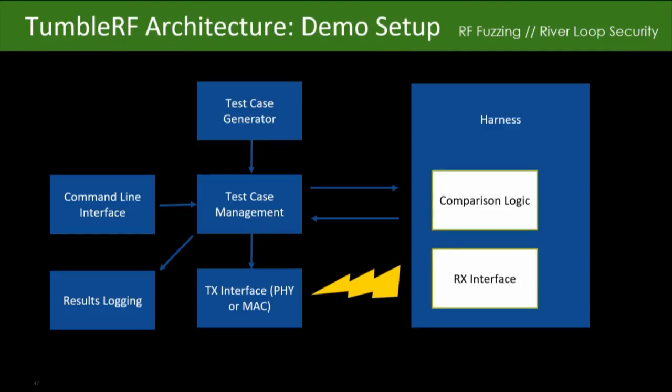So when we talk about our architecture here, the three dev boards on top are going to be tied into the framework via an RX interface within the harness, and then the TX interface injecting into these devices is going to be the USRP software-defined radio. All we had to do was extend the test case generator to enumerate the preambles, and that's all that we had to do on the TumbleRF side to get this ready to go.